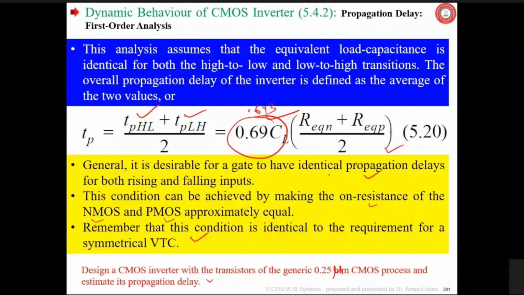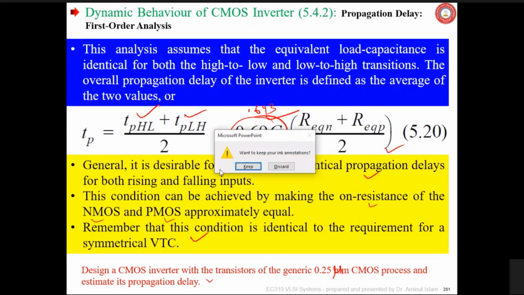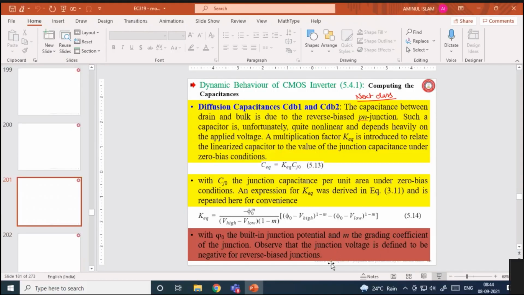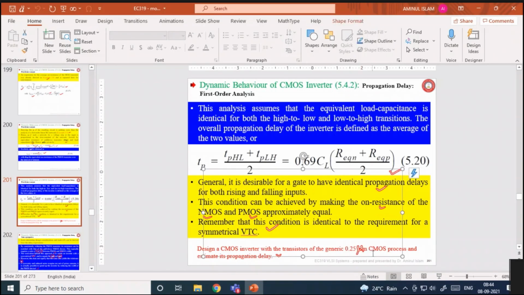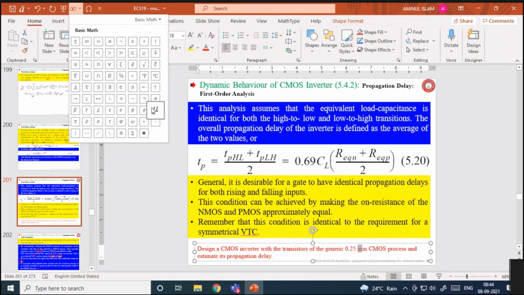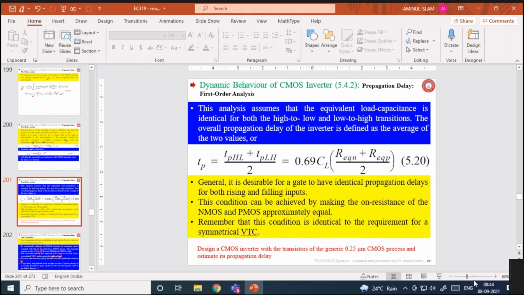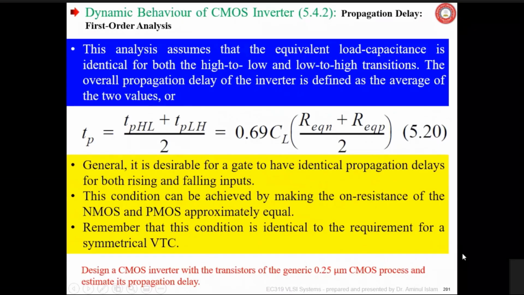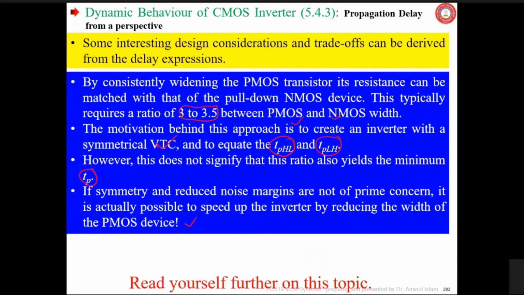So we are also defining this 50% point. TPHL and TPLH are from the 50% point of input to the 50% point of output. The definitions are all discussed. Go ahead.